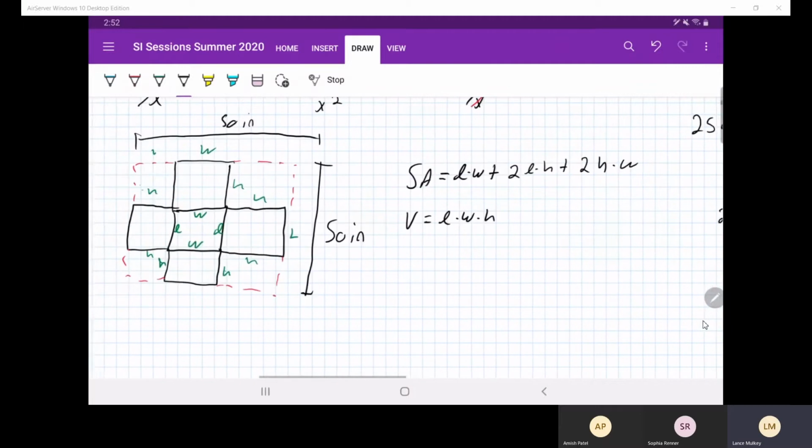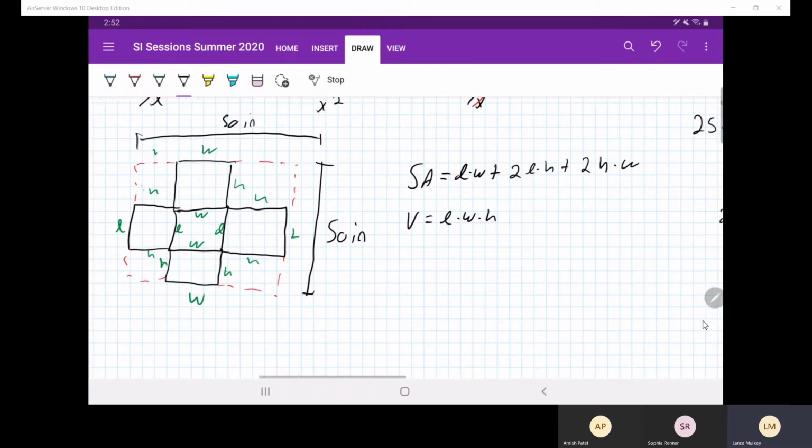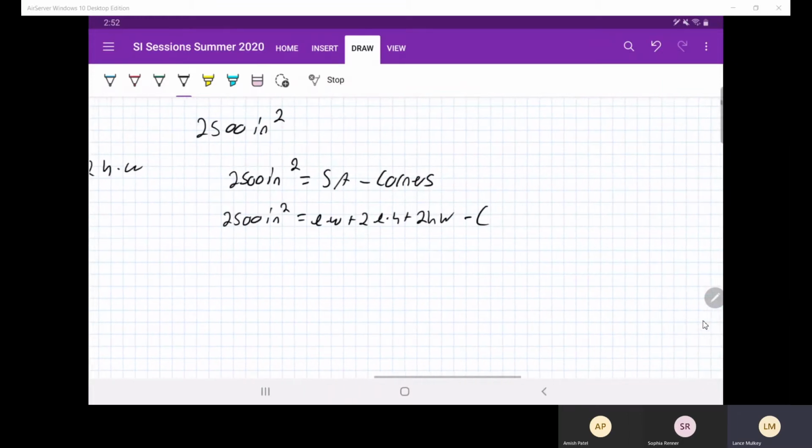Minus, and you have all these, this h times w, is h times length. It's h times w, and it's h times length. I don't know if y'all are following me. This is kind of a lot, and I can't really write it all in one area. So minus 2 length times height plus 2 length times width. Height times width.